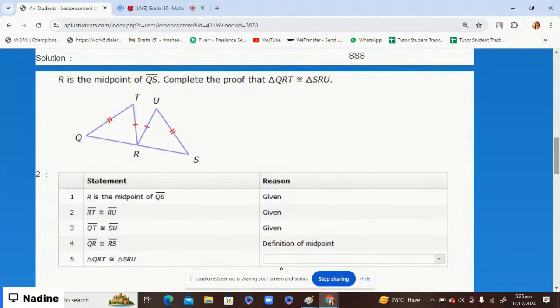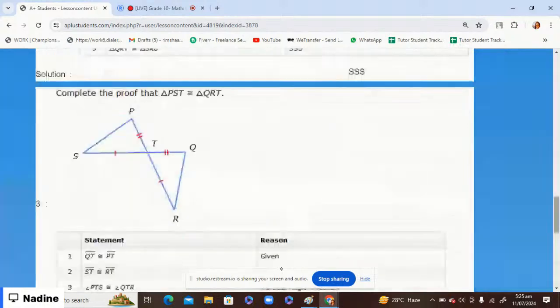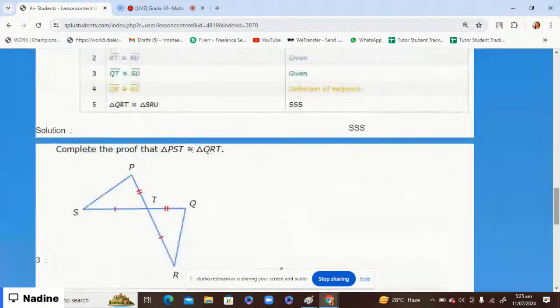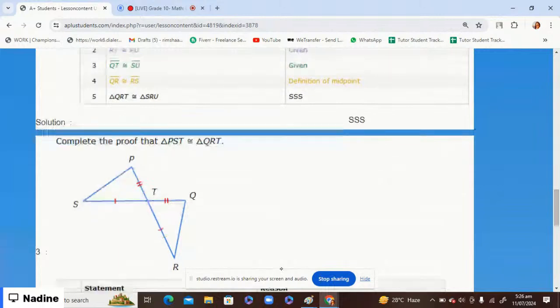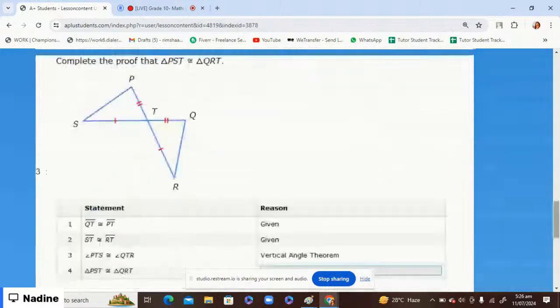Okay, look here now. Complete the proof that triangle PST is congruent to QRT. Look, this is T here. T is not the midpoint now. So the given thing is only that TQ is the same as PT, and TR is the same as ST.